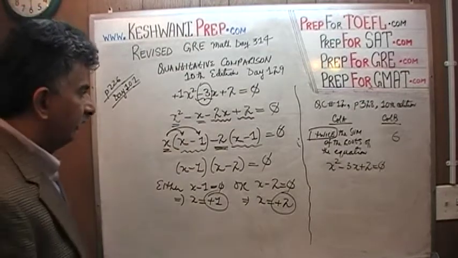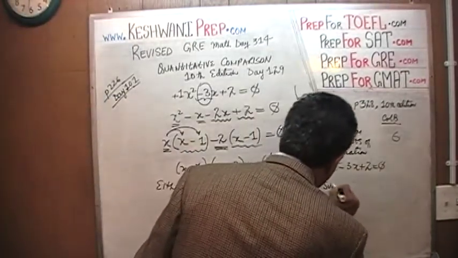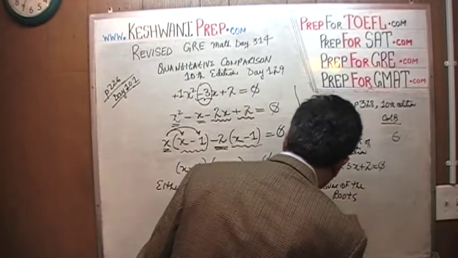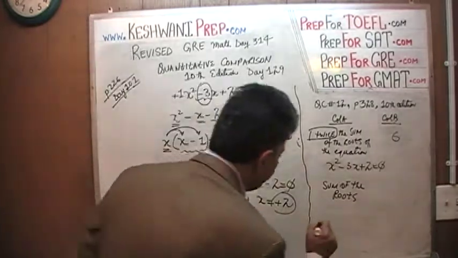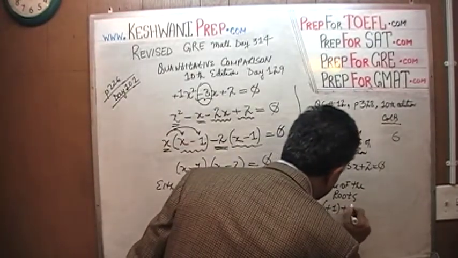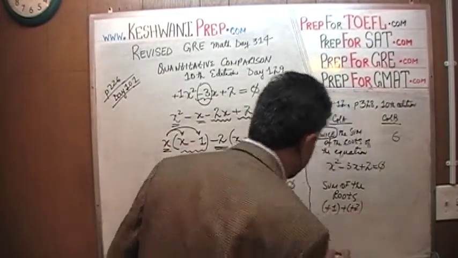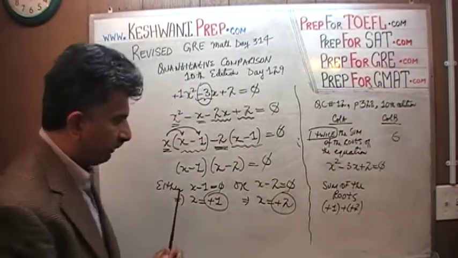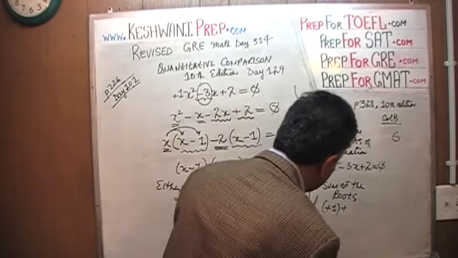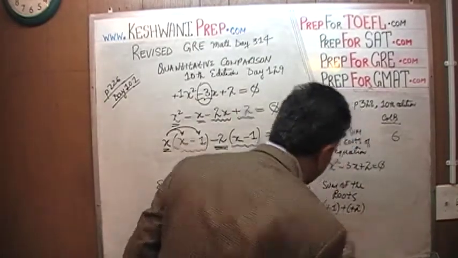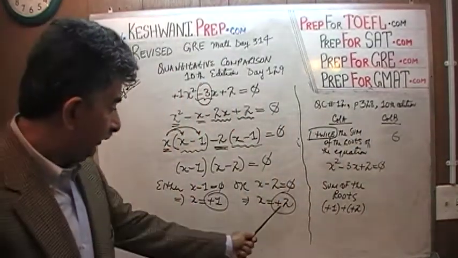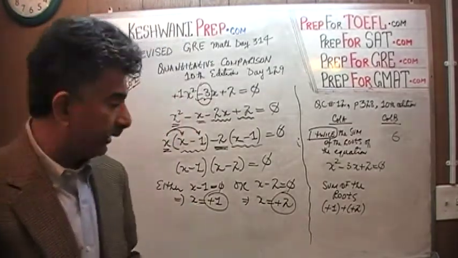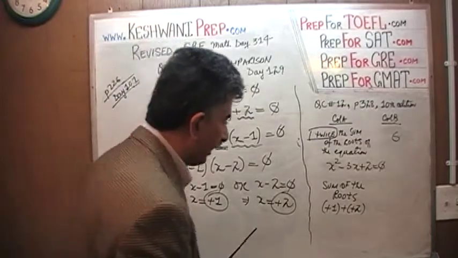And the sum of the roots is going to be positive 1 plus positive 2. These are the two roots, positive 1 and positive 2. We have to write it like this because if they could have been negative quantities, we have to make sure that we are adding whatever it is that we are adding here. So positive 1 and positive 2 add up to positive 3.